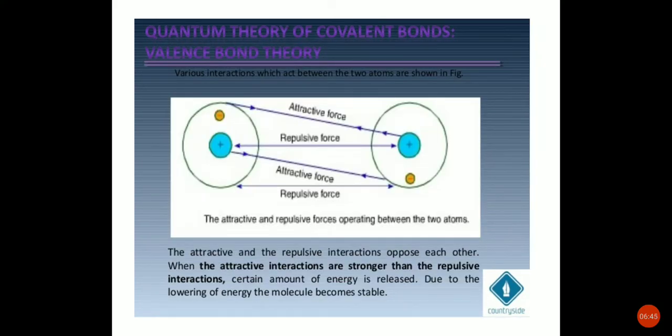Okay, so here you can see the figures. First, there is an attractive force between the electron and the nucleus. Then the second one is the repulsive force between the nuclei. The third line is also an attractive force between the nucleus and the electron, and the last is the repulsive force between the electrons.